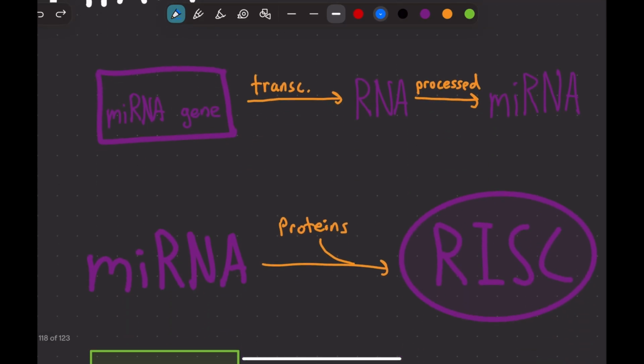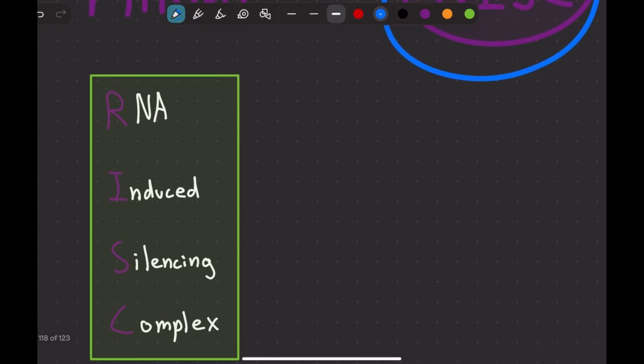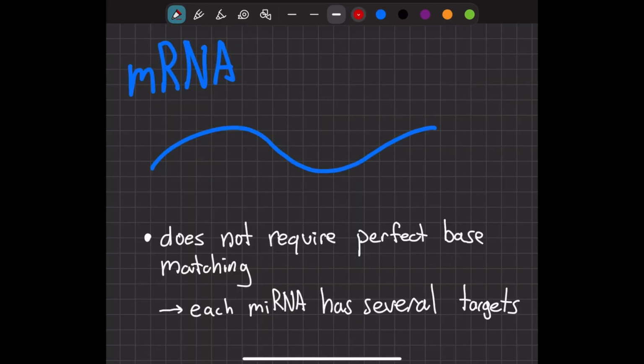With our miRNA molecule, it joins in with other proteins forming something called a RISC complex, which stands for RNA-induced silencing complex. As you guys can see, we have an mRNA right here. This means that this is post-transcriptional, which means that translation will be stopped. One thing you should know about the RISC complex / the miRNA is that it doesn't have to have a perfect base pair matching. This is because each miRNA has several targets, so the mismatch of one or two base pairs won't mean that much.